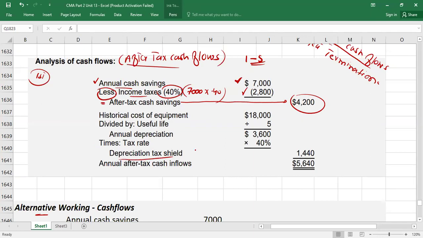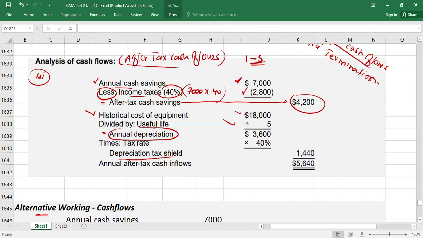How will you calculate it? First, we need to know the yearly amount of depreciation. So first we'll calculate the depreciation here. We'll take the historical cost of the equipment, which is 18,000, and divide by the useful life, which is 5 years. So this will give you annual depreciation. This depreciation is the same in year 1, 2, 3, 4, and 5.